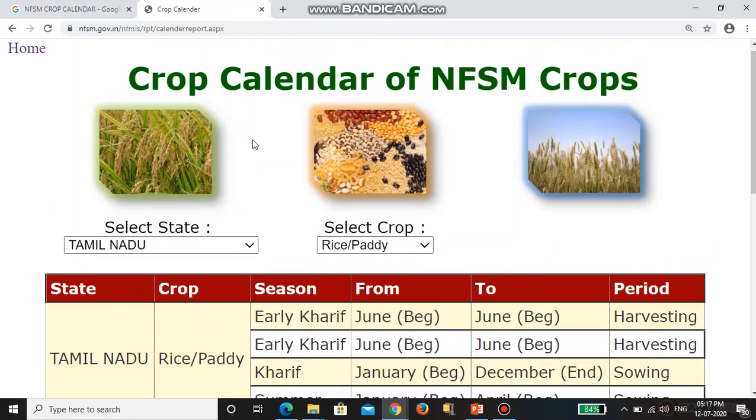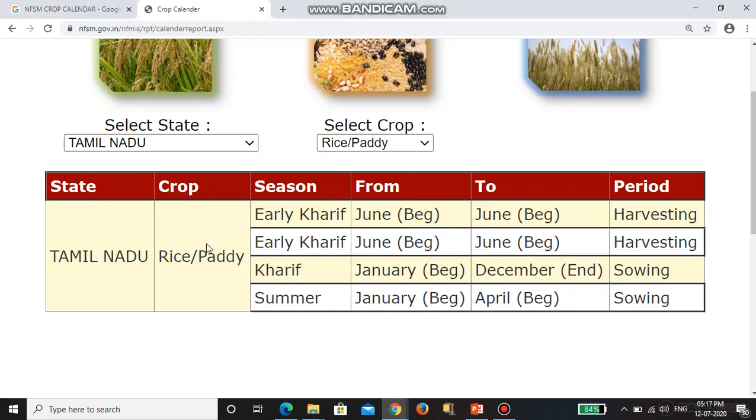For the state they give Tamil Nadu, for the crop they give rice, and for season early kharif, kharif and summer. Here they mention the period, that is the harvesting period. For the early kharif season the harvesting will be at the beginning of June. Similarly for sowing in the kharif season, the sowing will be at the beginning of January. BEG means beginning. And another at December end. Like this they gave.